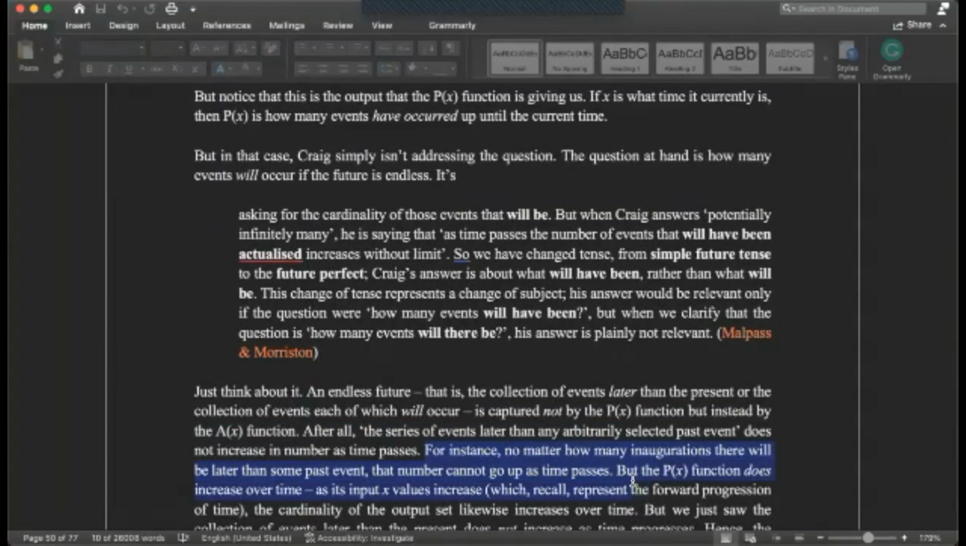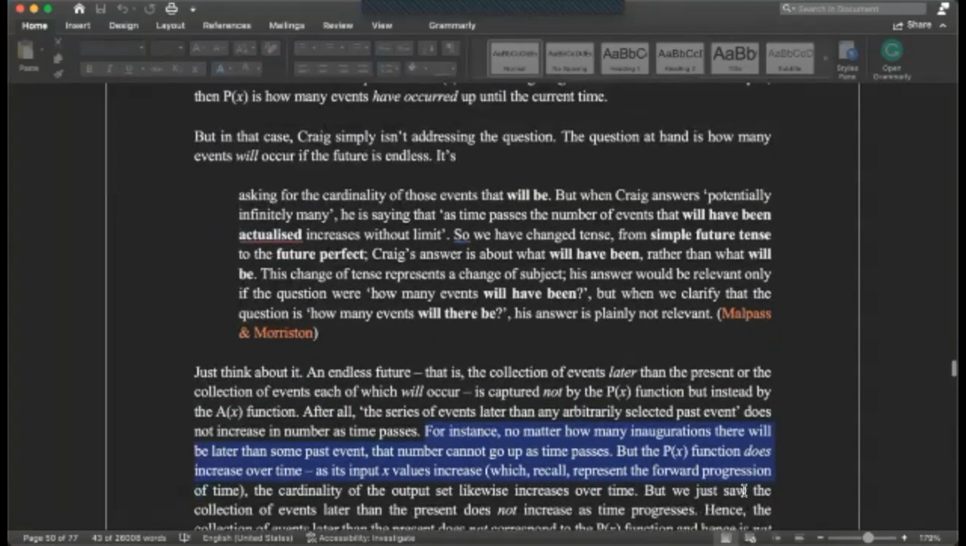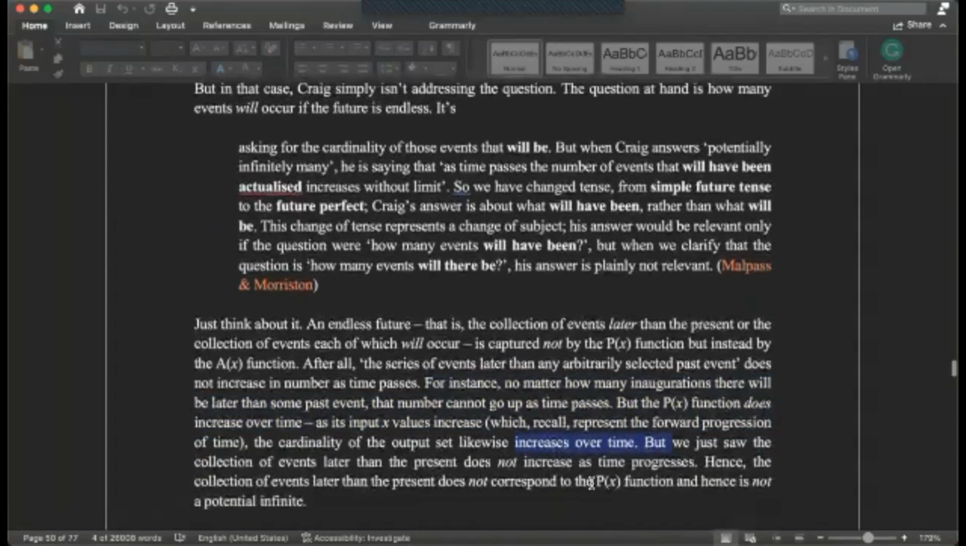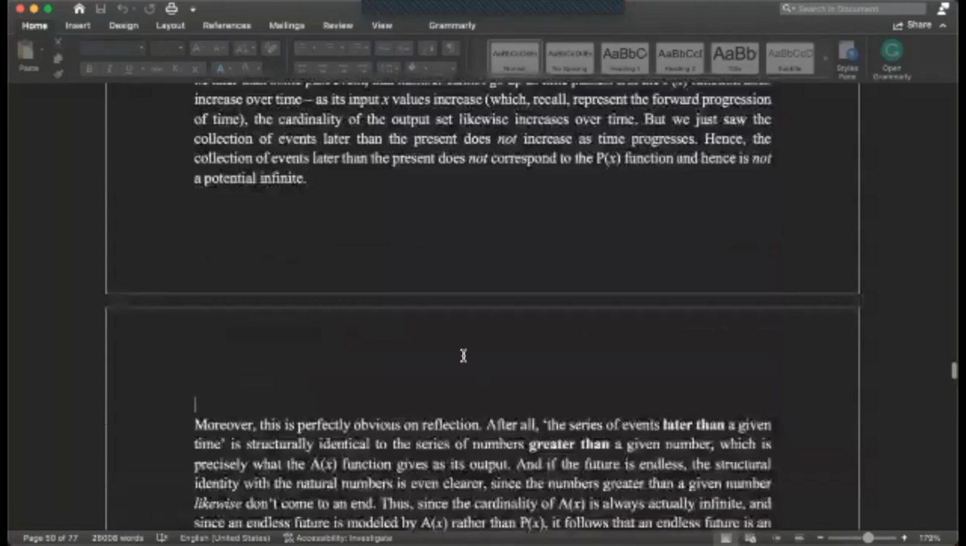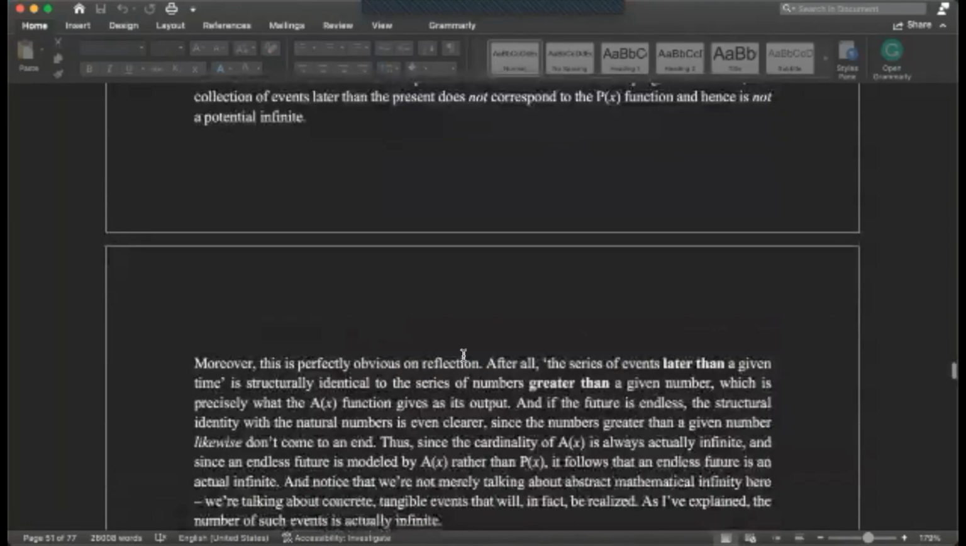As its input x value increases, which recall represents the forward progression of time, the cardinality of the output set likewise increases over time. But we just saw that the collection of events later than the present does not increase as time progresses. Hence, the collection of events later than the present does not correspond to the p of x function, and hence is not a potential infinite. Moreover, this is all just perfectly obvious upon reflection.